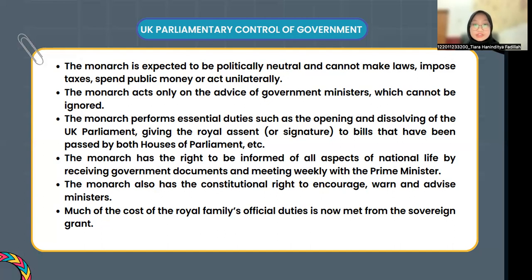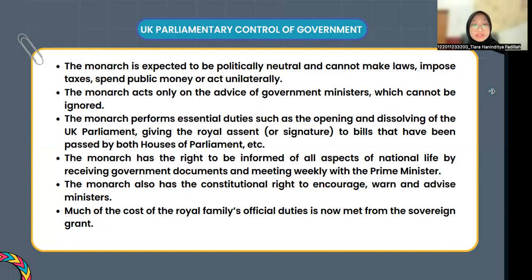And the monarch performs important duties such as the opening and dissolving of the UK Parliament, giving the royal assent or signature to bills that have been passed by both houses of parliament, appointing government ministers and public figures, granting honors, leading proceedings of the Privy Council, and fulfilling international duties as head of state. The monarch also has the right to be informed of all aspects of national life by receiving government documents and meeting weekly with the prime minister. And next, the monarch also has the constitutional right to encourage, warn, and advise ministers.